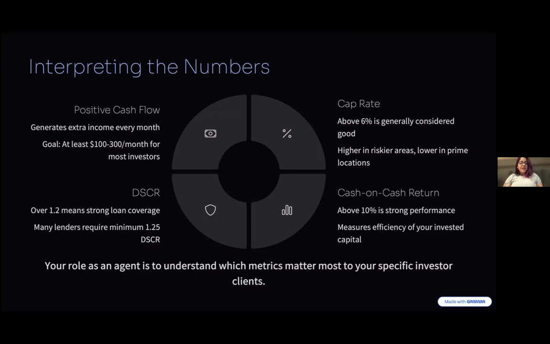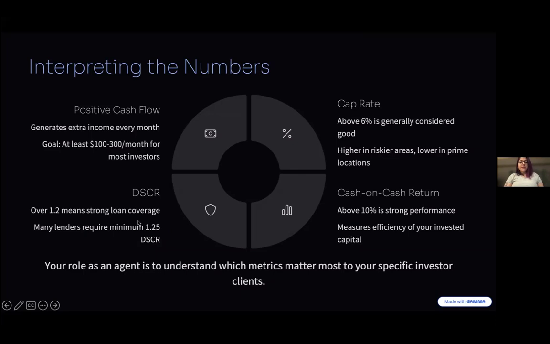DSCR, the debt service coverage ratio, over 1.2 means it's a strong loan coverage. Like I said, that basically means your monthly rent can cover your monthly mortgage and then some. If your monthly rent exactly covers your monthly mortgage, it's 1.0, and anything above that, like 1.2, means it's really strong. Many lenders require a minimum of 1.25, but again, this is not the case for everyone. There's many lenders that want the 1.0.